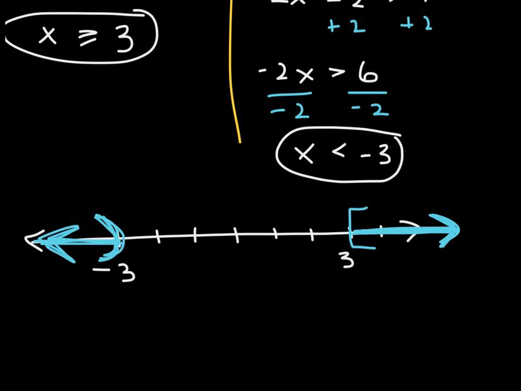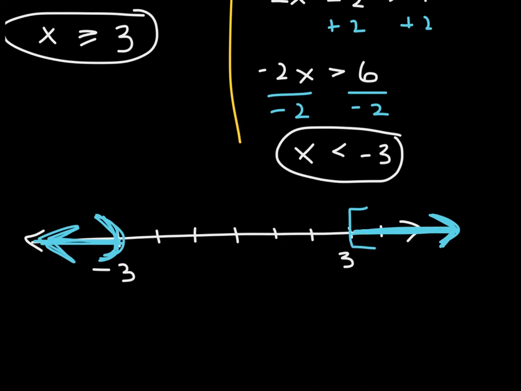Remember, the union of two sets says that any number or any element that's in this set or in this set makes it into the union. You do not have to belong to both sets. You just have to be in one or the other. So any number that is strictly less than negative 3 makes it into the union. Any number that is greater than or equal to positive 3 makes it into the union.